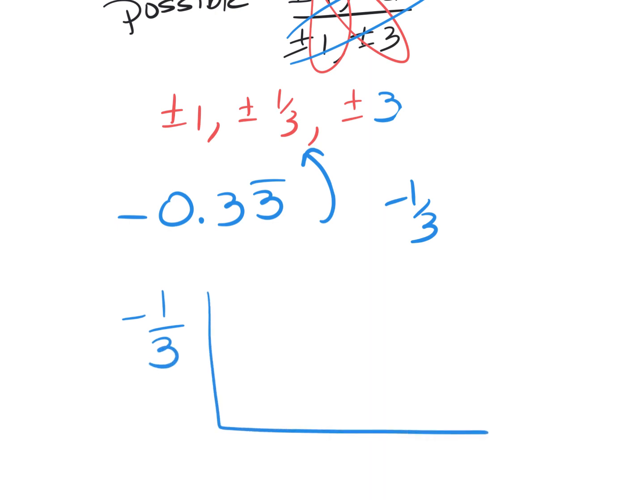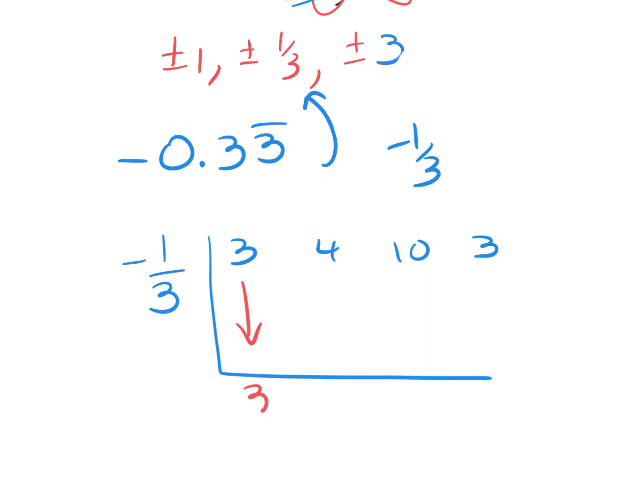Put in all the coefficients. So the 3, the 4, the 10, and the 3. I'm going to bring down the 3. -1/3 times +3 is -1. Add the column. Multiply again. -1, add the column, -3, remainder of 0. I already knew I was going to get a remainder of 0 because I got the -1/3 from my calculator.